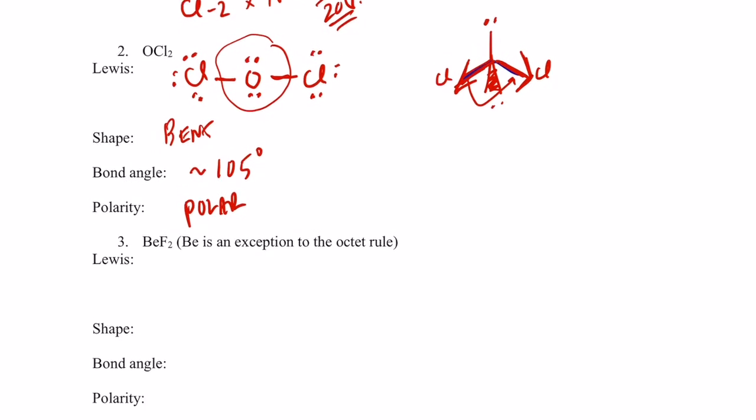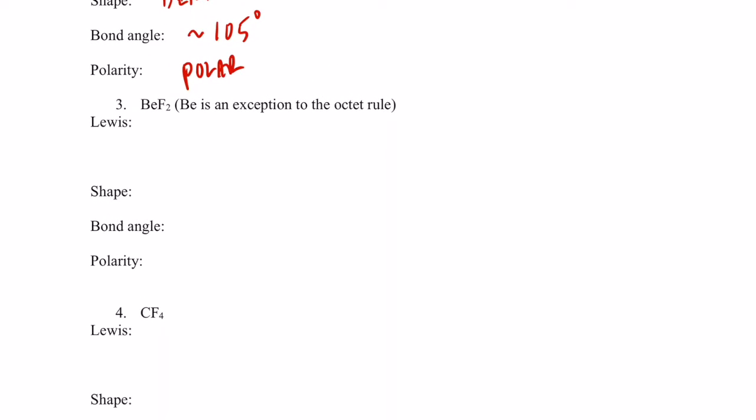All right, let's do another one. BeF2. Be is another exception to the octet rule. It's satisfied with 2 pairs of electrons around the center atom. So let's go ahead and keep that in mind as we draw the Lewis structure for BeF2.